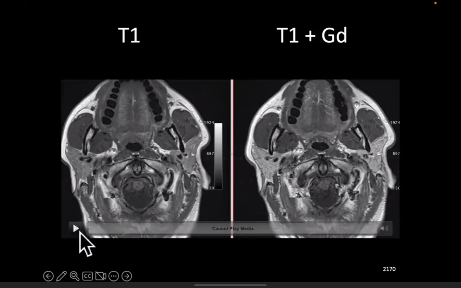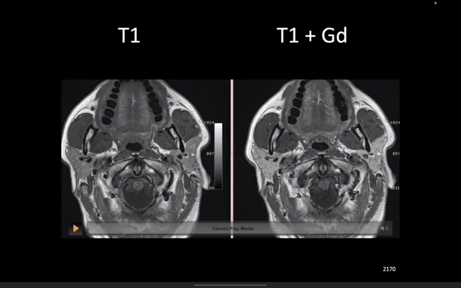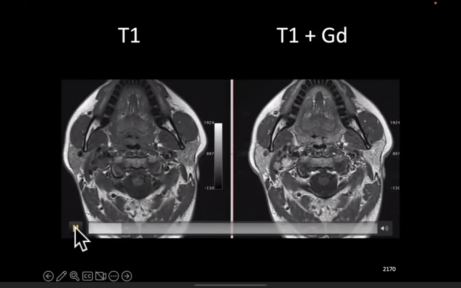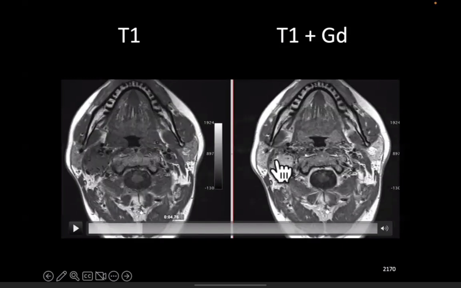Okay, and this is another one. This is gadolinium enhancement. So can you see that this looks like a pepper pot appearance? Because the arteries that run through that carotid body tumour are causing a signal void because of the fast flowing blood.